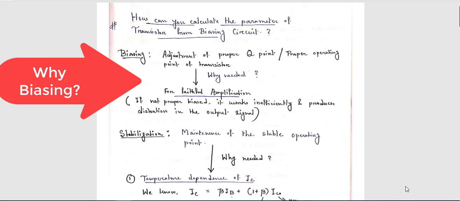Okay, what is biasing? Can you remember what is biasing? If not, again I am saying that biasing means the adjustment of proper Q point, or you can say proper operating point of transistor. In the previous semester I think you have read about the transistor, its characteristics, that means input characteristics and output characteristics. Here for the biasing concept you need the output characteristics of a transistor. That means you have to know how output characteristics are prepared.